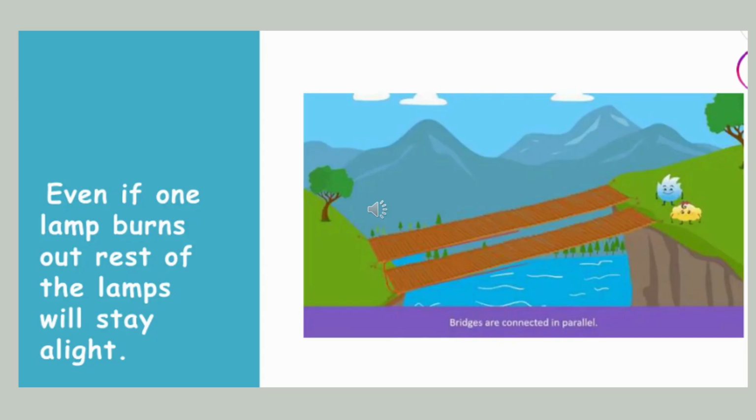For a parallel circuit, even if one lamp burns out, the rest of the lamps will stay alight. Look at the picture. The bridges are connected in parallel. In simple words, if either one of the bridges falls off, the cartoon character can still cross using the other bridge.